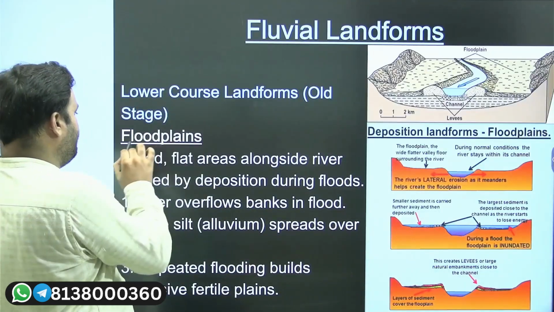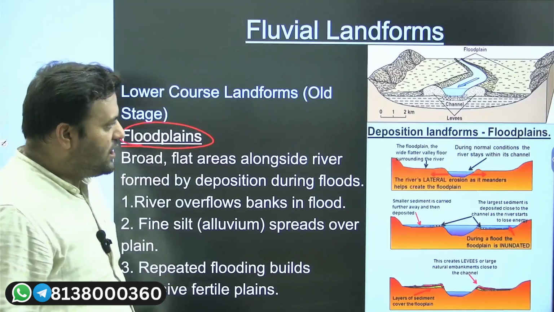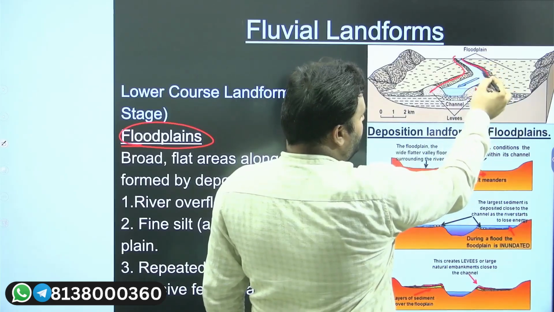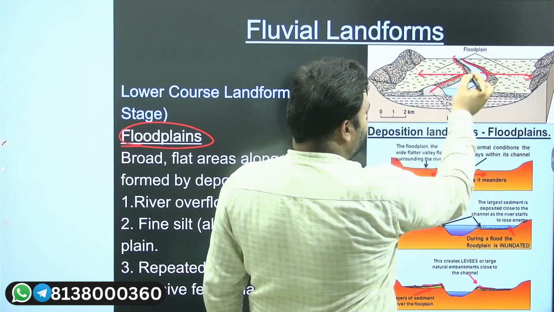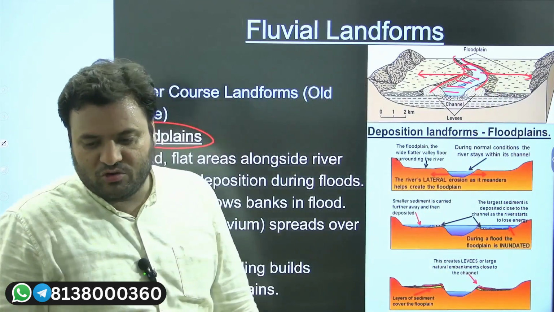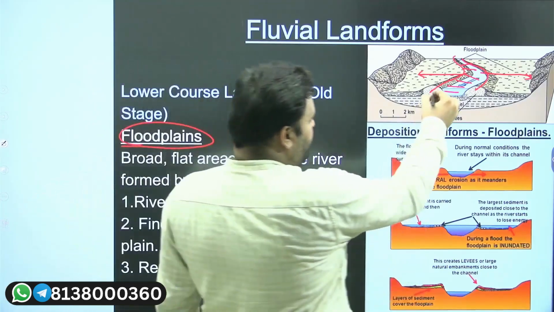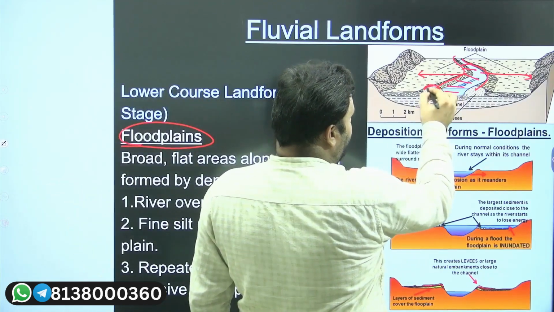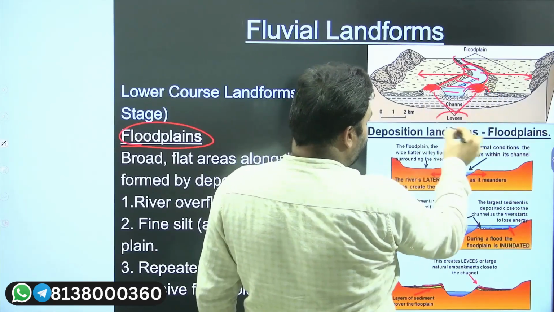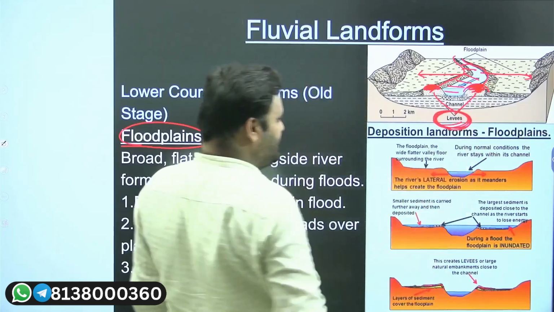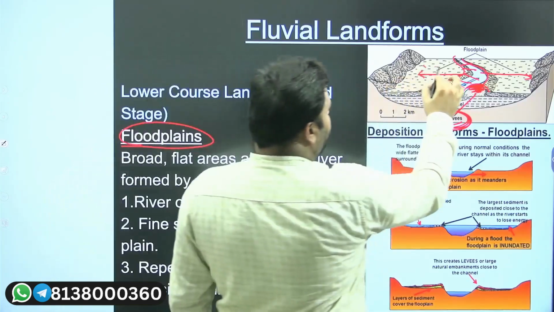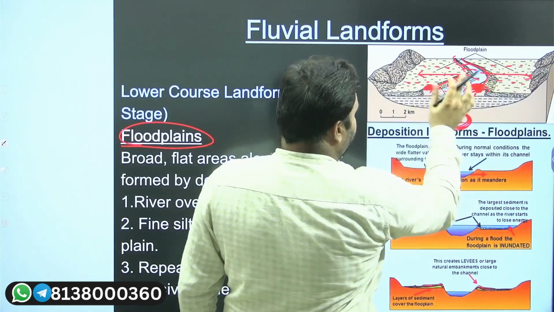In the lower stage, we will have a formation of floodplains. What are floodplains? See, this is the normal channel of the river. During floods, there will be excess water in the channel itself. When we have excess water in the channel, that is what we refer to as a flood, guys. And when we have lateral deposition, as a result we have a formation of natural embankments. This natural embankment is termed what? Levees.